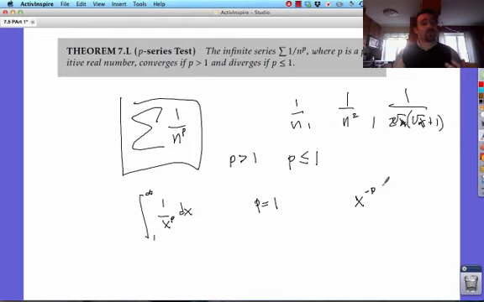But all we need to know really in practice is that if I have 1 over n to a power, then it's going to converge as long as that power is bigger than 1, and diverge if it's 1 or less. Okay, so that's the first part of the video, and we'll look at the second part in a minute.